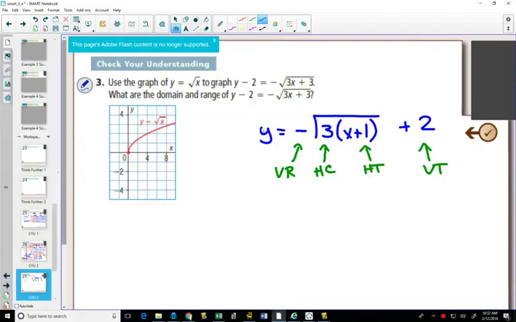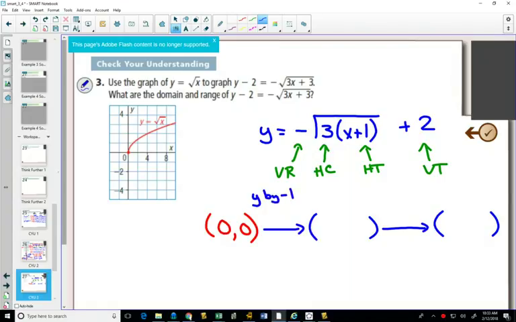We know that one point that we're going to do is 0, 0, because that's our starting point. So when I set things up here, I'm going to take 0, 0, going from left to right. I'm going to multiply y by a -1, x by a third. I'm going to move 1 to the left and 2 up. Now 0, 0 is the most important point on the square root graph because that's where it starts. So you will always have that point.